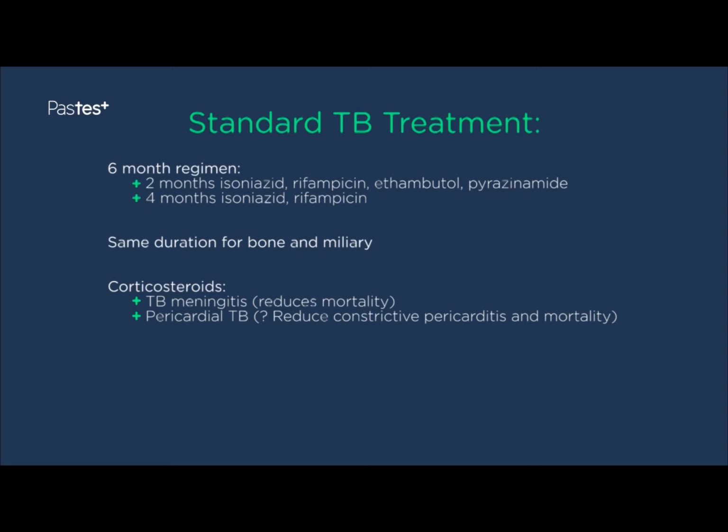Corticosteroids in tuberculosis are typically recommended in patients with TB meningitis, where they have been shown to reduce mortality. Also, patients with tuberculous meningitis have treatment for a longer duration, typically 1 year. Patients with pericardial tuberculosis, again, should be given corticosteroids. There is a suggestion that steroids reduce pericardial constriction and mortality.